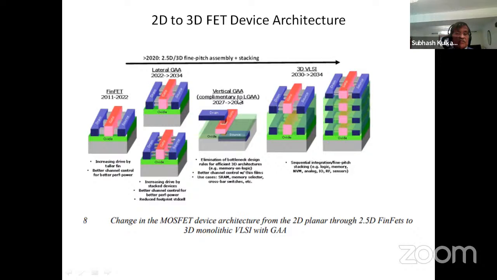And this is what is built in development today. And it's going to go over here from 2030 to 2034. So there is a path of building devices, but beyond that, nobody's guess.